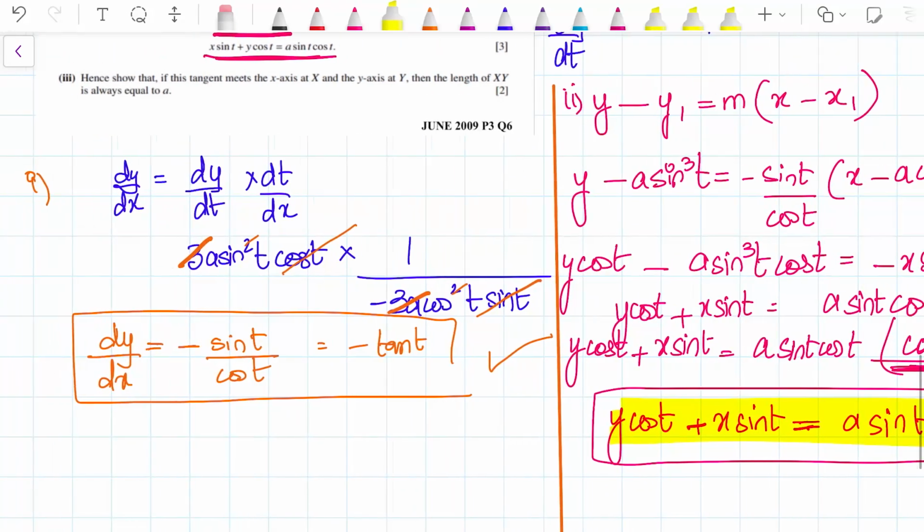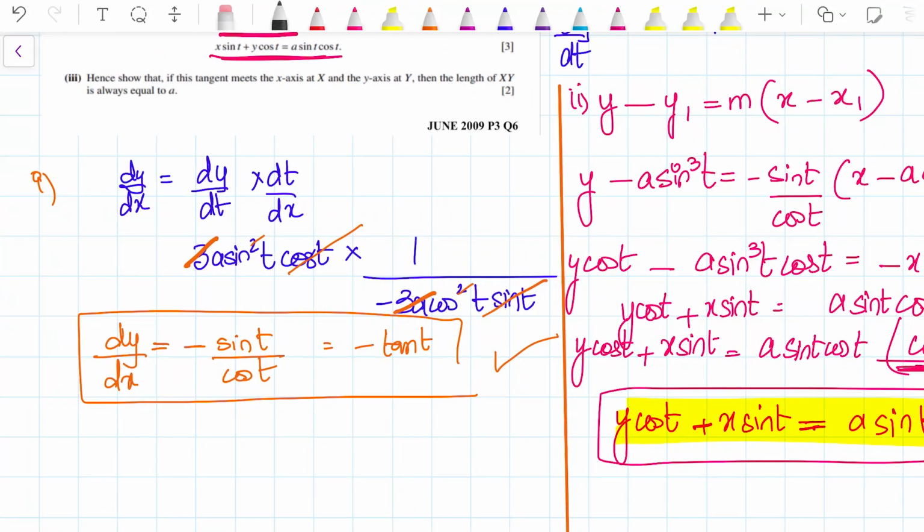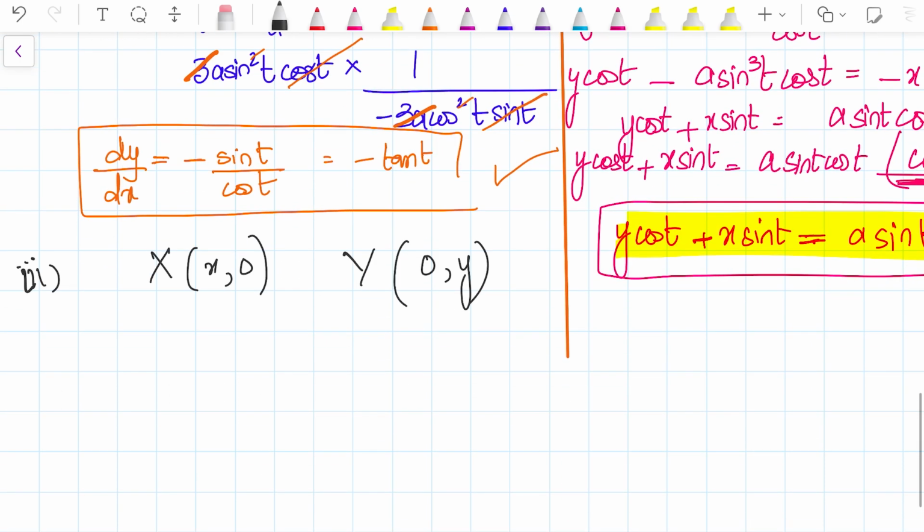Now the next part of the question says, hence show that the tangent meets the x-axis at X. So X point is going to be x comma 0. Y-axis at Y, so it's going to be 0 comma y. Find the length of XY. It means this is the tangent. Tangent meets here at X and meets here at Y, and we have to find out the length of this. So once we have these two coordinates, we can apply Pythagoras to find out this length.